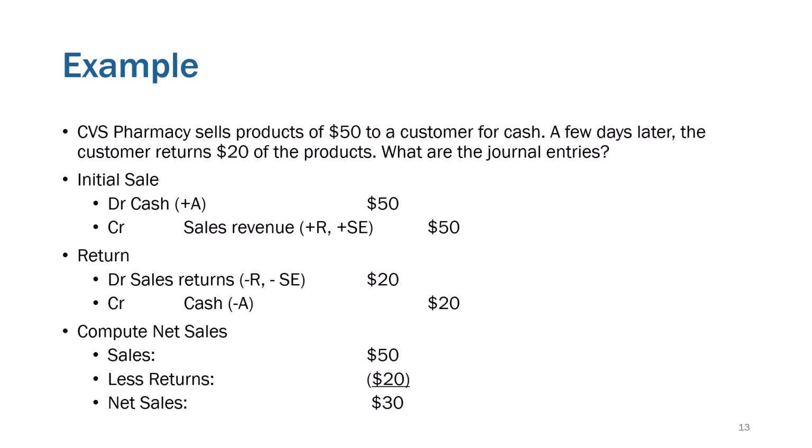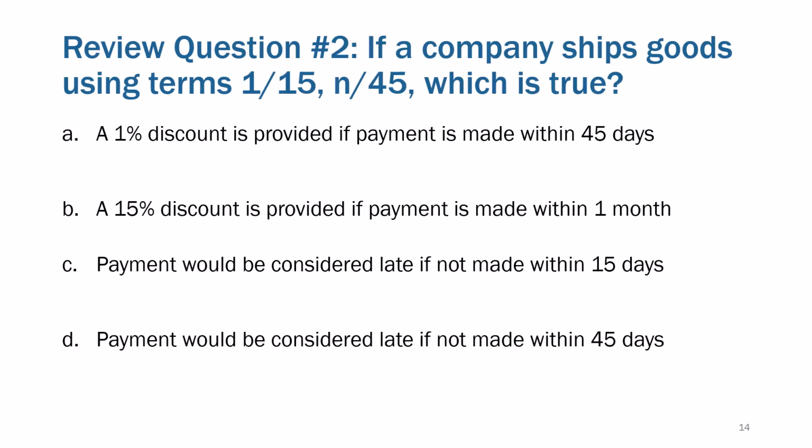So those are the three adjustments to sales: credit card discounts, sales discounts, and sales returns. So review question 2. If a company ships goods using terms 1/15 and n/45, which of these is true?